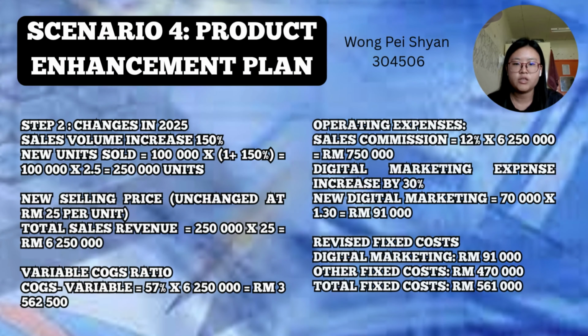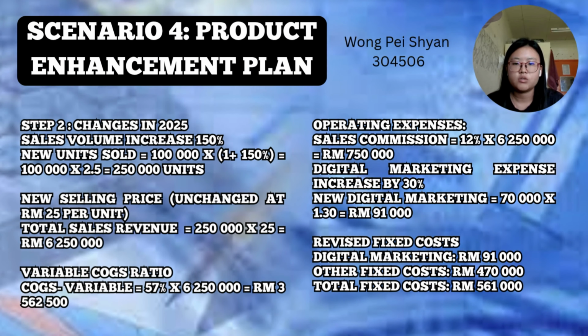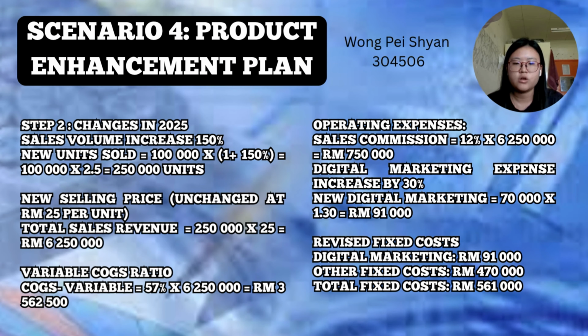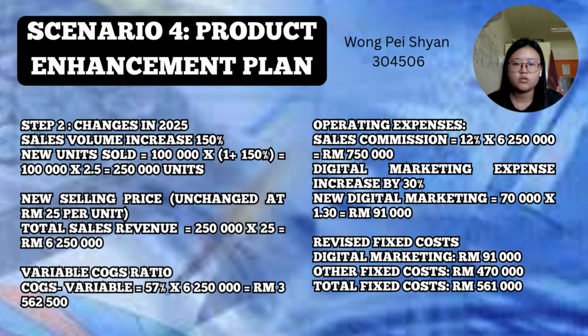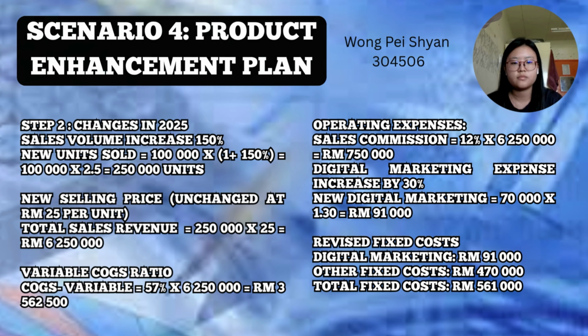We now need to calculate the changes in 2025. So the new unit sold is 250,000 units. The total sales revenue is now 6,250,000. The variable cost of goods sold is now 3,562,500, whereas the operating expenses, sales commission is now 750,000 ringgit. Digital marketing expense is now 91,000 ringgit.